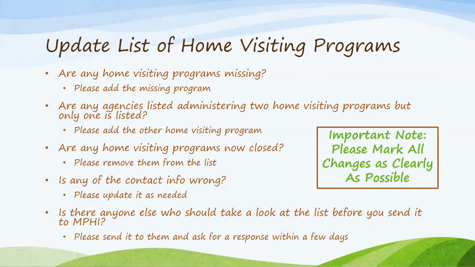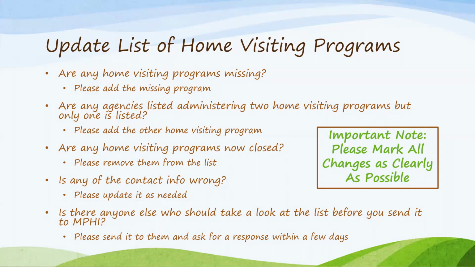Your first step in this process will be to update the list of home visiting programs in your community. This list is available to you in the online tool. To make sure that you are collecting accurate data for the assessment, it is critical that you have an updated list of home visiting programs. As you review your current list, make sure there are no missing programs. If you do discover that a program is missing from your list, please add it.